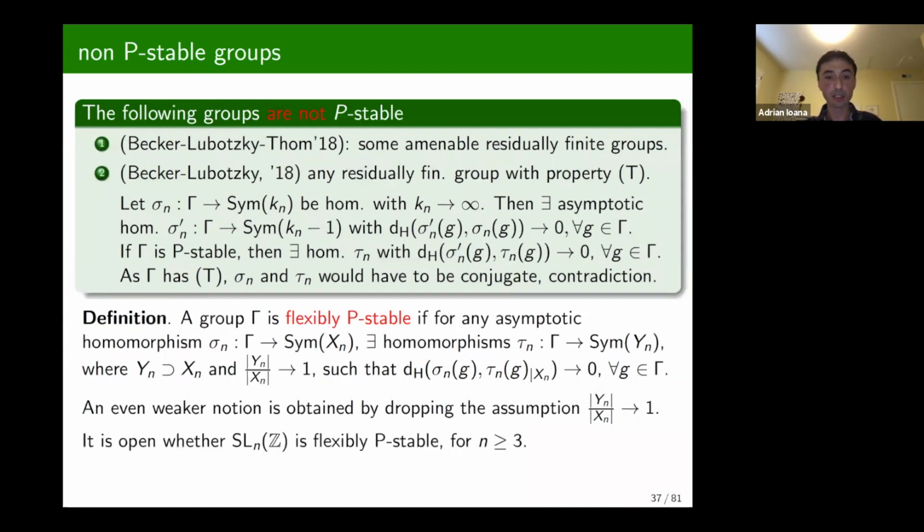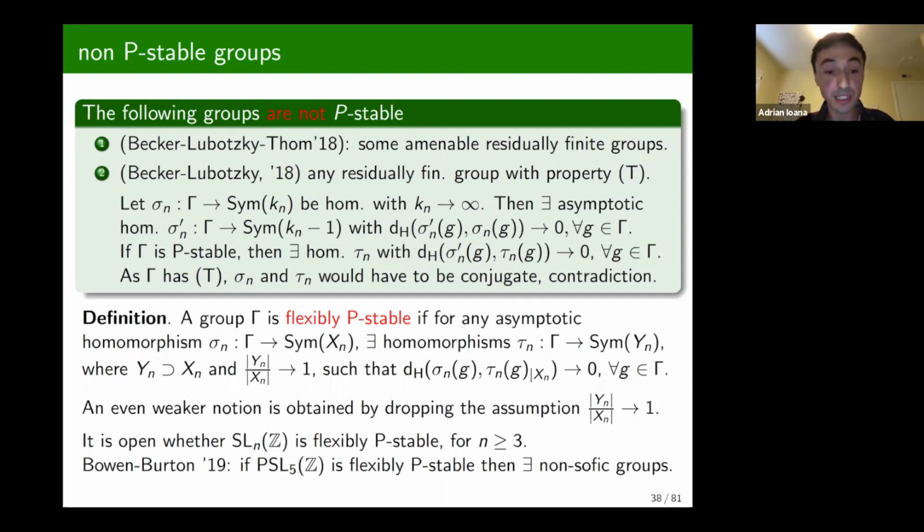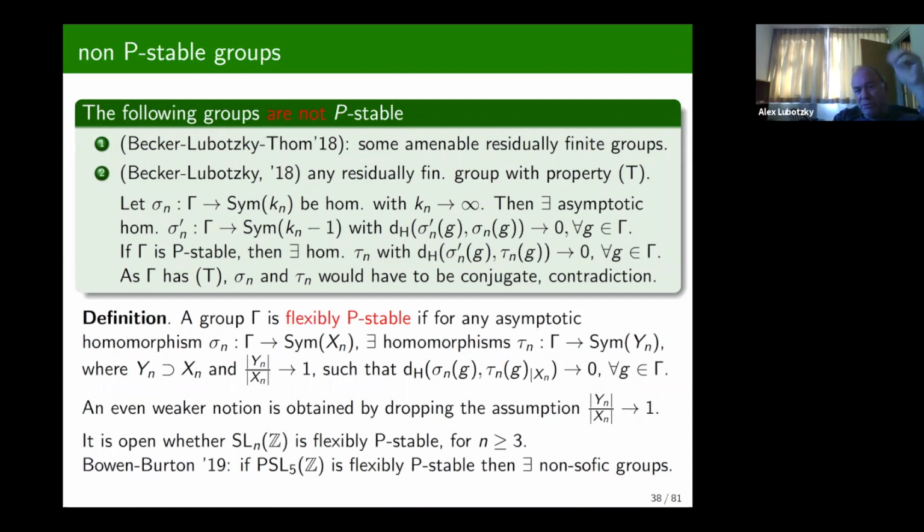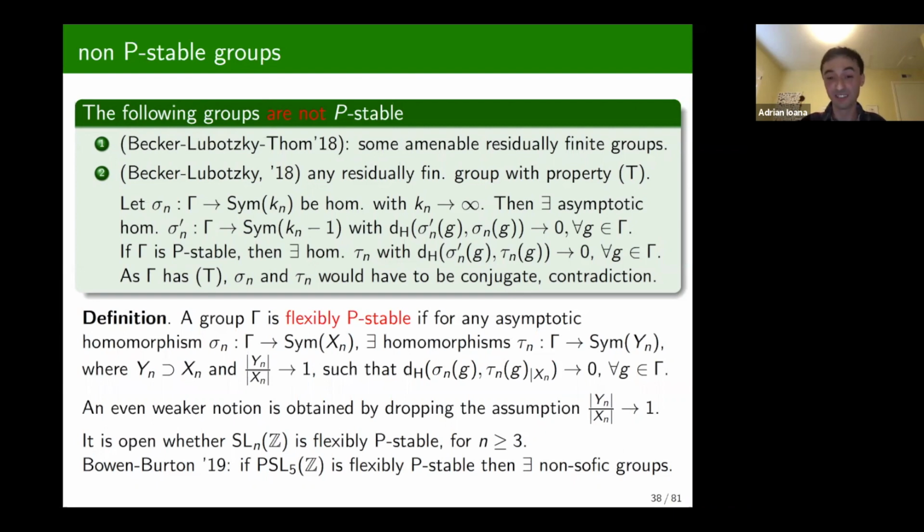And we mention here that Becker and Lubotsky's result shows that SL_n(Z) is not p-stable. We don't know whether it is flexibly p-stable for n at least 3. And related to this, I should mention that if PSL_5(Z) were known to be flexibly p-stable, then Bowen and Burton proved last year that they can construct a non-sofic group. Peter Burton will speak exactly about that next week in the seminar. So it's a good preview for his. So you see, proving that things are not flexibly stable or p-stable is kind of interesting in its own right, but also proving that things are p-stable has quite amazing applications.